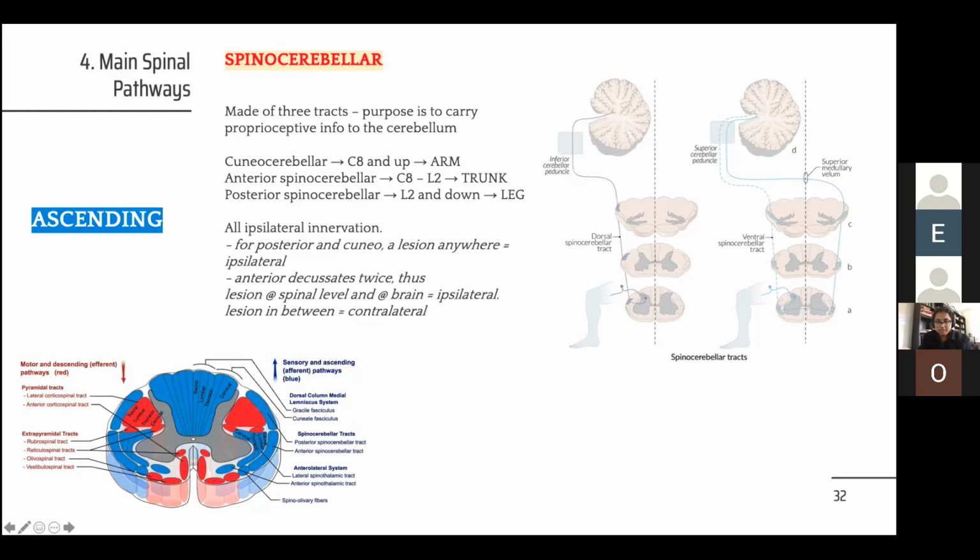The anterior does something stupid. The anterior decussates twice. It decussates at the spinal level, but then it also decussates at the brainstem. So it decussates here and decussates here. Because it double decussates, it's technically ipsilateral, but you can understand that if you have a lesion at the spinal level or above the brainstem, the loss of proprioceptive information will be ipsilateral. But if you have a lesion anywhere in the middle, it'll be contralateral. And that's all of the ascending pathways, all the blue ones.